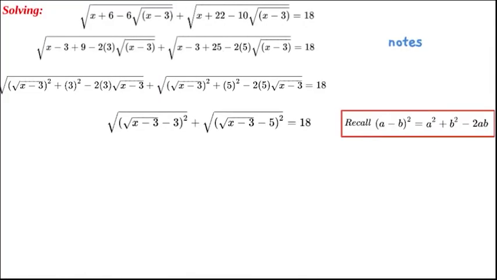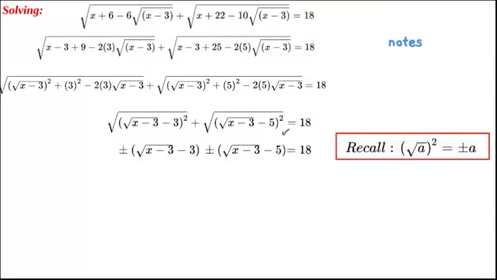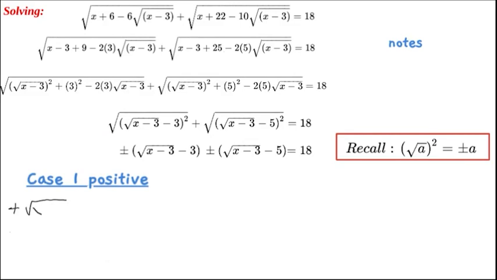Okay, so now we're going to cancel the square roots. We can do it as we have a square here and a square root here. When we cancel the square roots, we're going to get a plus and minus. The square root of x minus 3 minus 3, and again plus the square root of x minus 3 minus 5, is equal to 18.